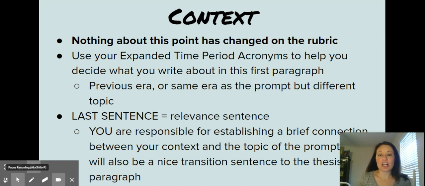Okay. So context has not changed at all in terms of how it will be scored, but it should be easier for us to come up with stuff to write about because we can have those expanded time period acronyms out in front of us.